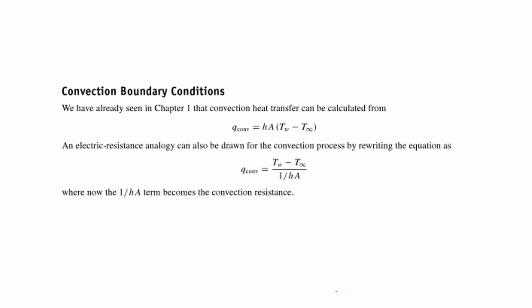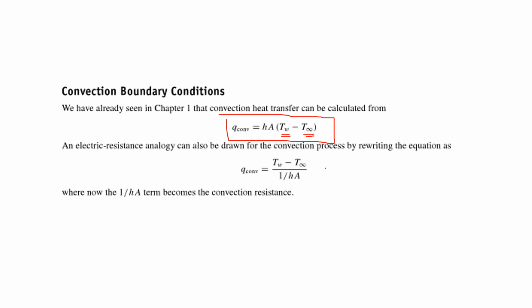Just to remind you, for convection heat transfer, we use Newton's law of cooling, which is given by this equation. Again, h is the convection heat transfer coefficient. Tw is the temperature of the solid body. T infinity is the temperature of the ambient air or the surrounding fluid.